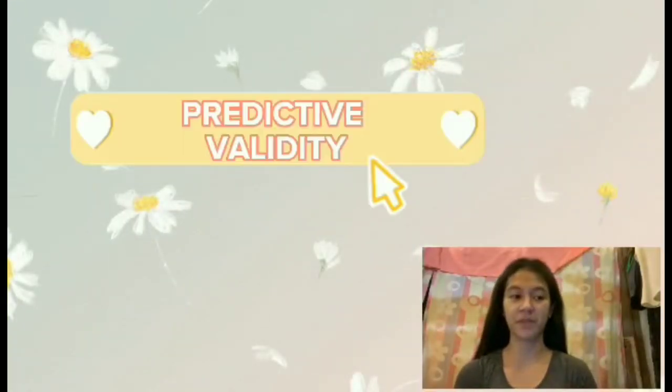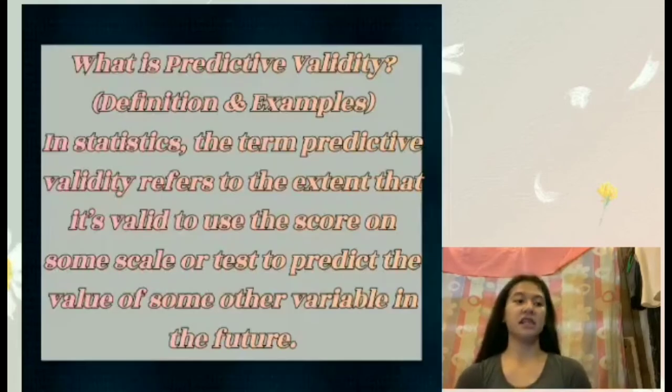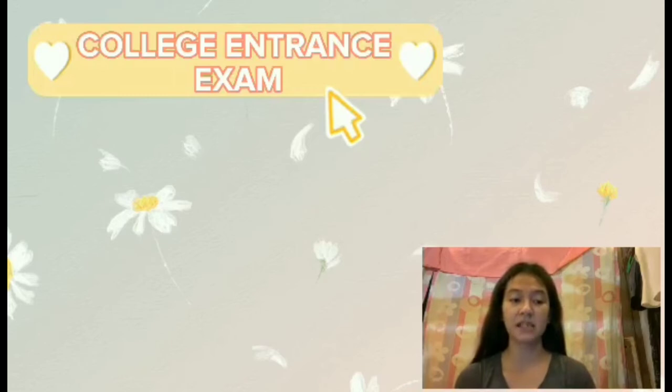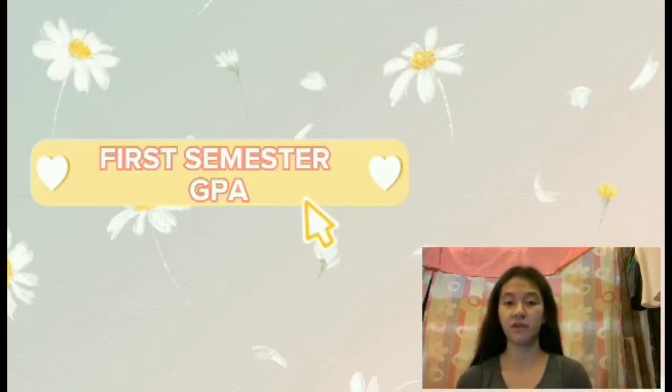Good day everyone, I will be the one reporting on predictive validity. In statistics, the term predictive validity refers to the extent to which it is valid to use the score on some scale or test to predict the value of some other variable in the future. For example, we might want to know how well a college entrance exam is able to predict the first semester grade point average of a student.